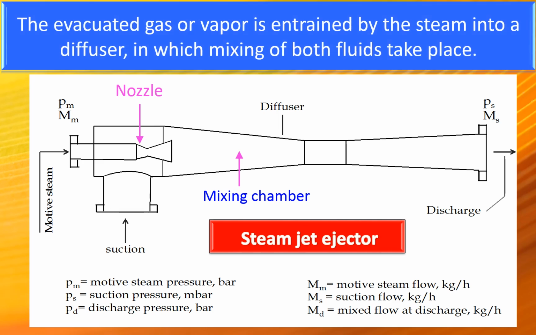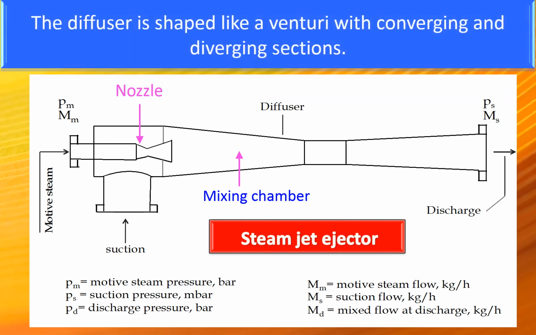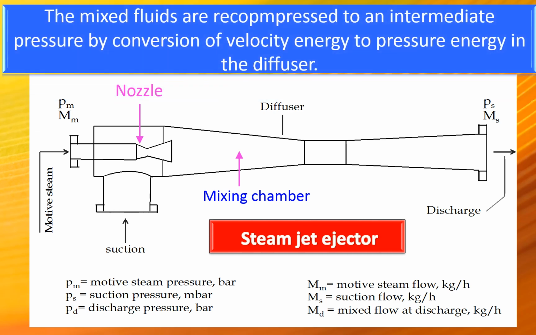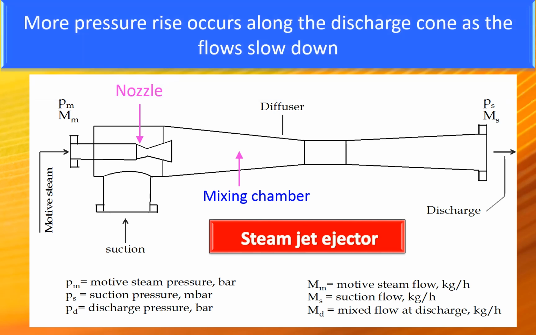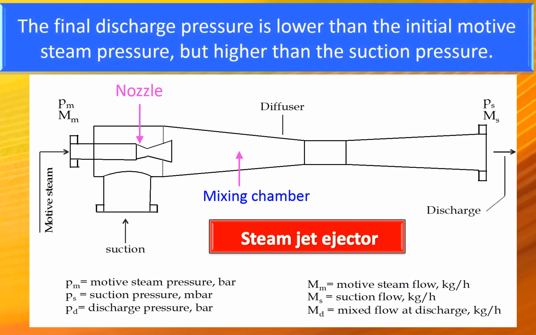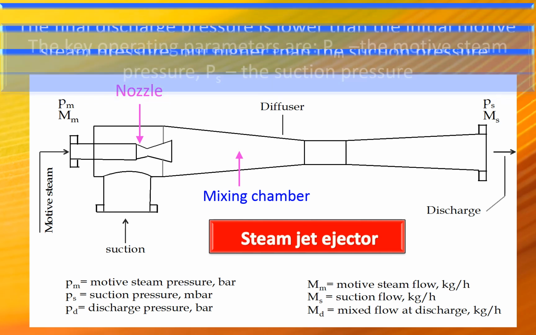The evacuated gas or vapor is entrained by the steam into a diffuser in which a mixing of both fluids takes place. The diffuser is shaped like a venturi with converging and diverging sections. The mixed fluids are recompressed to an intermediate pressure by conversion of the velocity energy into pressure energy in the diffuser. More pressure rise occurs along the discharge cone as flows slow down. The final discharge pressure is lower than the initial motive steam pressure, but higher than the suction pressure.